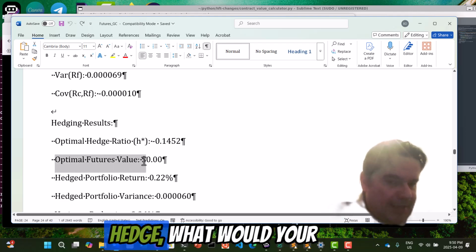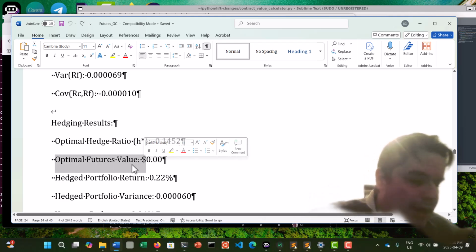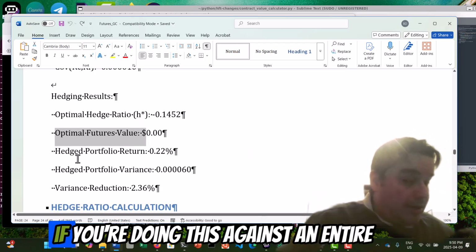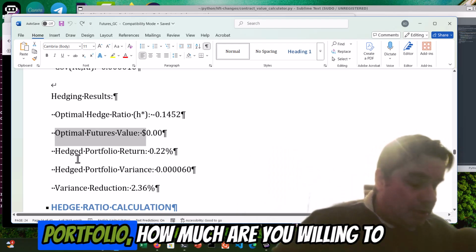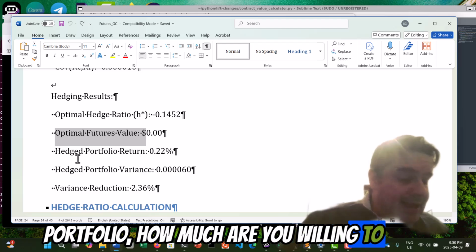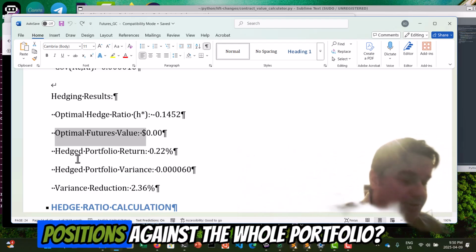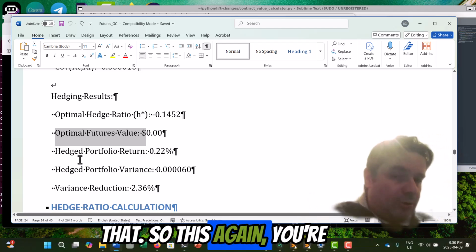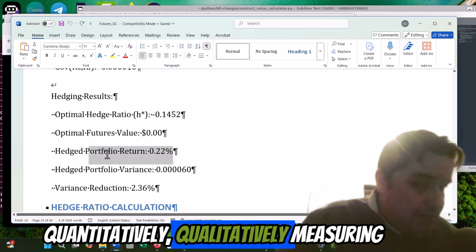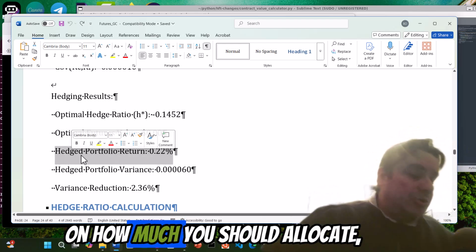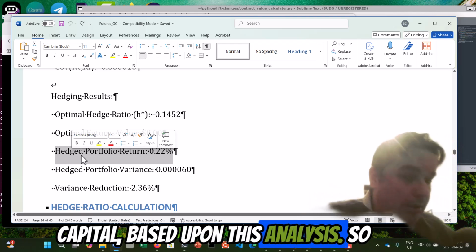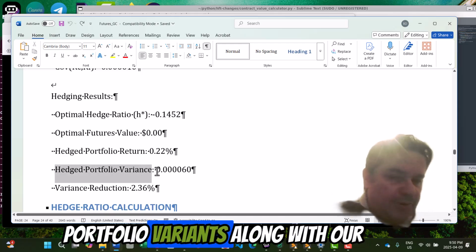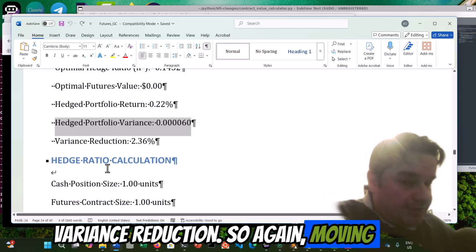Therefore, if you know your optimal hedge, what would your optimal futures value need to be? And if you're doing this against an entire portfolio, how much are you willing to hedge on this particular set of positions against the whole portfolio, and the risk and return that comes with that? So again, you're quantitatively and qualitatively measuring how much you should allocate capital based upon this analysis. Okay. So again, we can figure out our hedge portfolio variance along with our variance reduction.